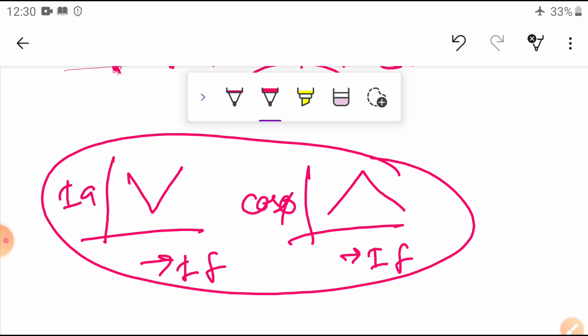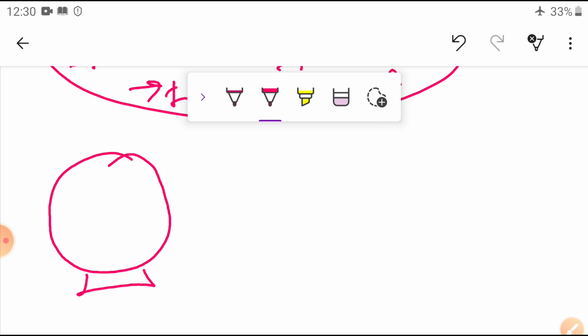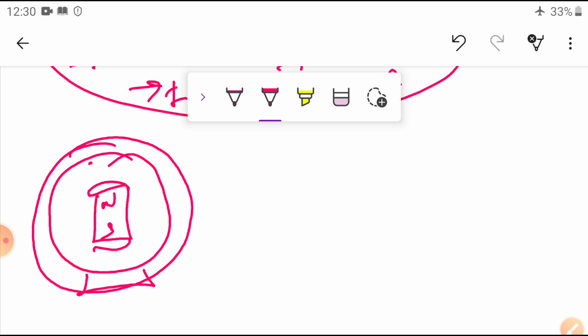Now let us see some mechanical power equations. Here, this is the stator, the stationary part. This is the rotor, with the north pole and south pole. It is a rotating magnetic field. When three-phase supply is given to this, a rotating magnetic field develops.